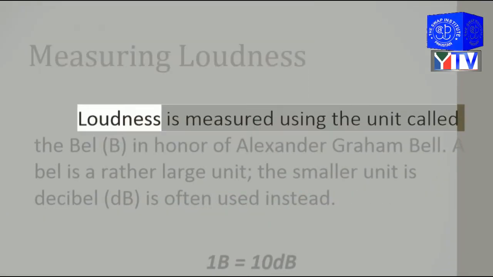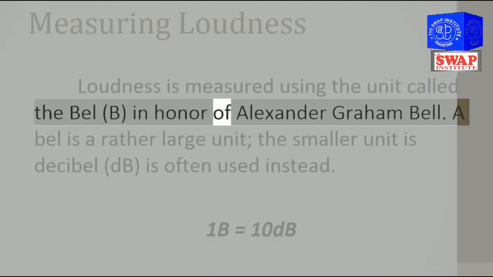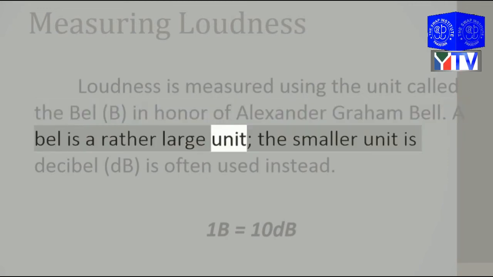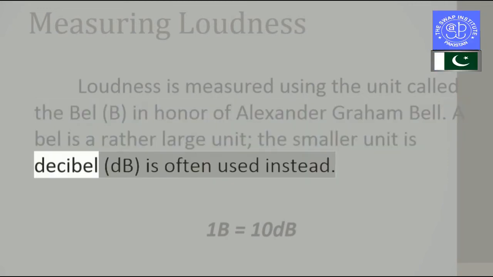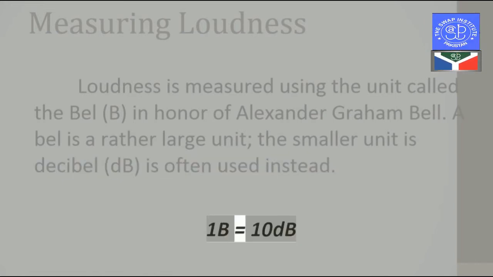Measuring loudness. Loudness is measured using the unit called the bel, B, in honor of Alexander Graham Bell. A bel is a rather large unit. The smaller unit, the decibel, dB, is often used instead. 1 B equals 10 dB.